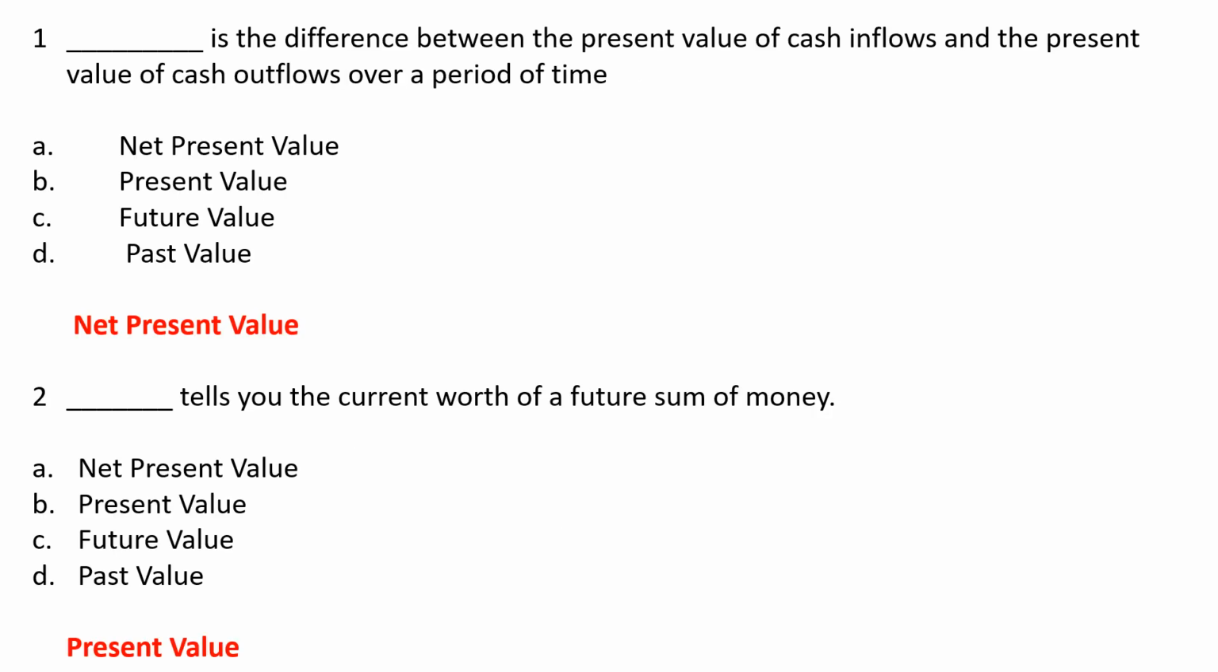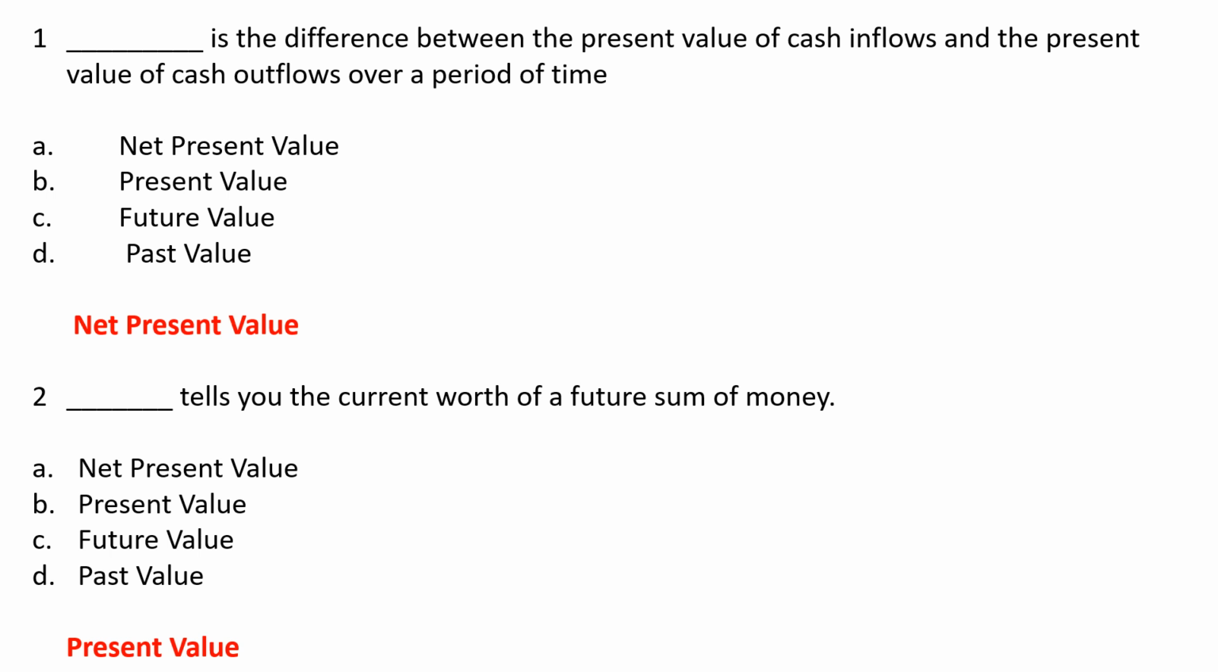Dash is the difference between the present value of cash inflow and the present value of cash outflow over a period of time. Option A, net present value. Option B, present value. Option C, future value. Option D, past value. The correct answer is option A, net present value. So net present value is the difference between the present value of cash inflow and the present value of cash outflow over a period of time.